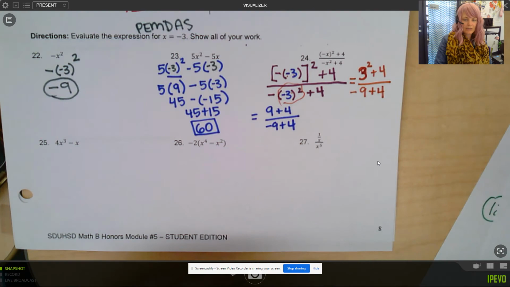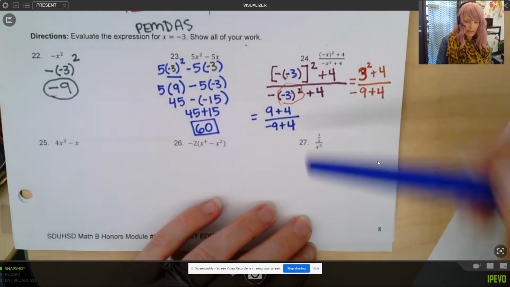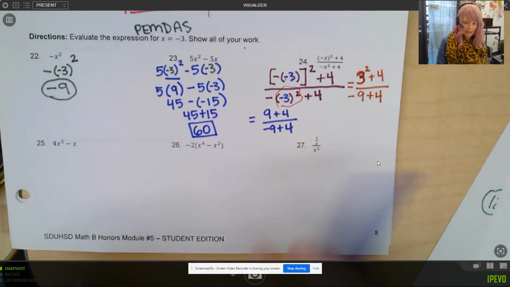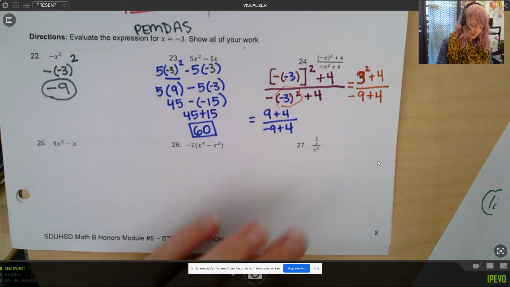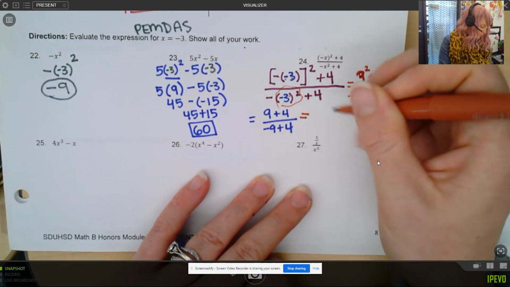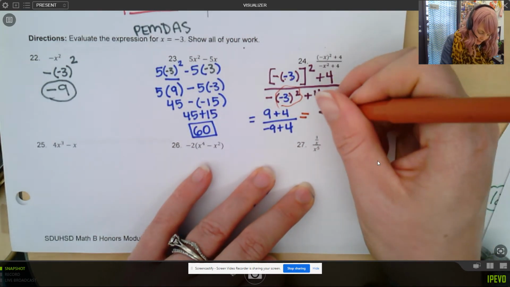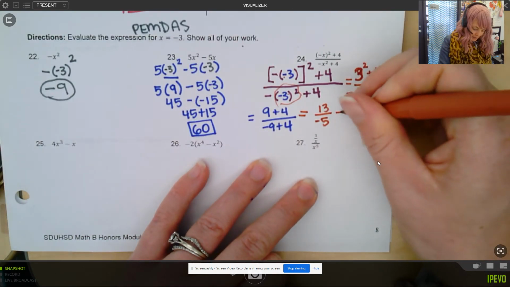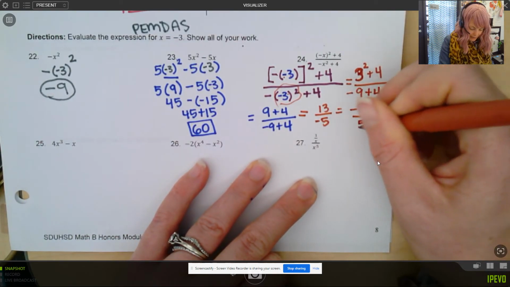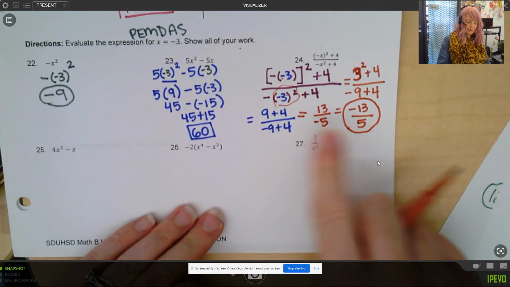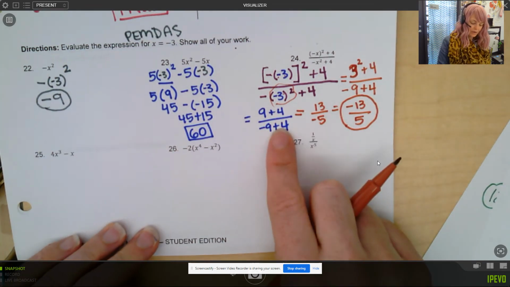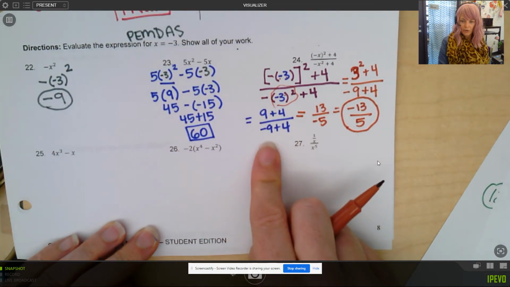Here, some people decide that they can cancel out these plus 4s and these 9s. You cannot cancel out items in the denominator and the numerator unless everything is being multiplied. These are being added. These are being added. You cannot cancel anything out. So 9 plus 4 is 13, and negative 9 plus 4 is negative 5. So we can write our final answer as negative 13 over 5. Notice there's no cross canceling. If you canceled out the 4s and the 9s, you'd end up with negative 1 or something. Order of operations, we need to simplify the numerator and denominator first.